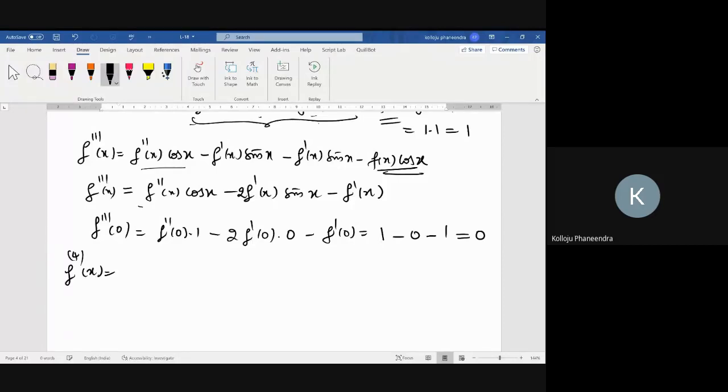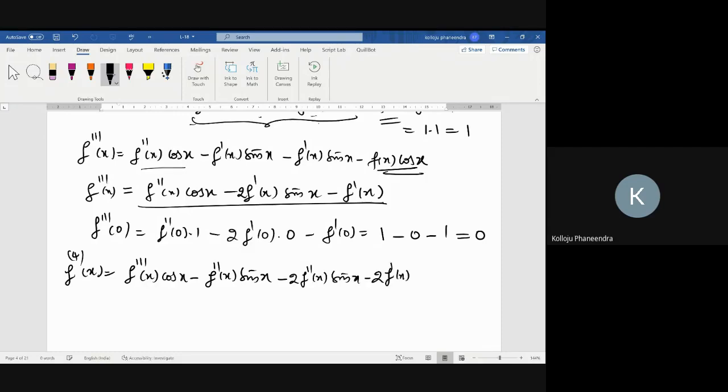Next, coming to the fourth derivative. The f fourth derivative for this: f triple derivative cosine x minus f double derivative minus sin x, minus 2 f double derivative sin x, minus 2 f dash x cos x, minus f double derivative x. So f fourth derivative 0: f triple 0 is 0, so the first term is 0 and sin 0 is 0, and 2 into f dash 0 which is 1, cos 0 is 1, and f double dash 0 value is 1. So this is minus 2 minus 1, minus 3.